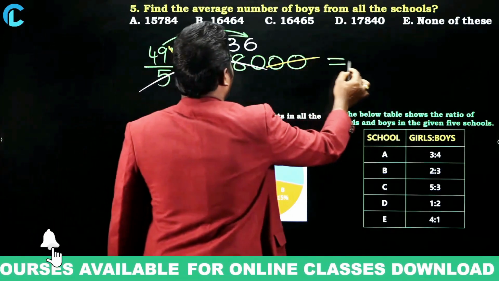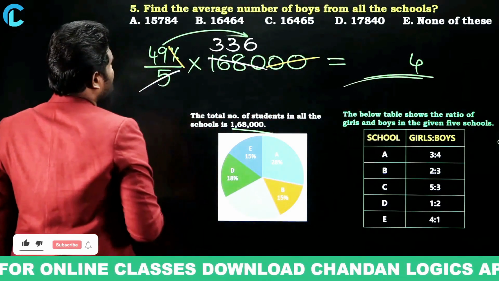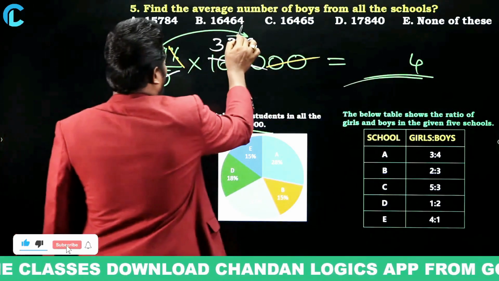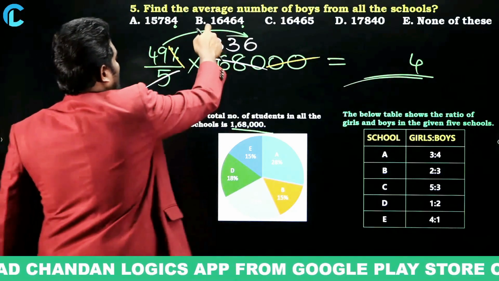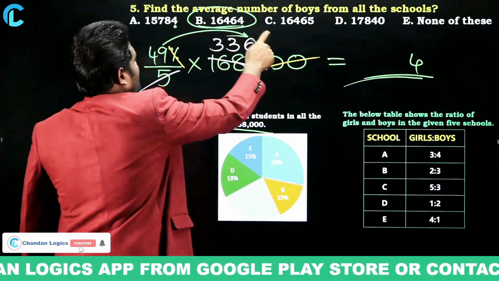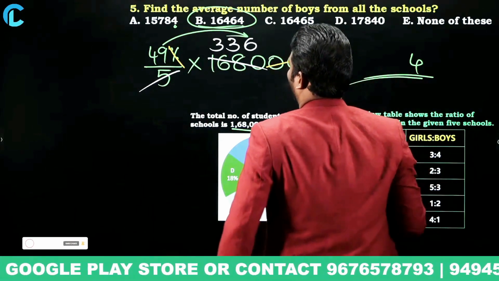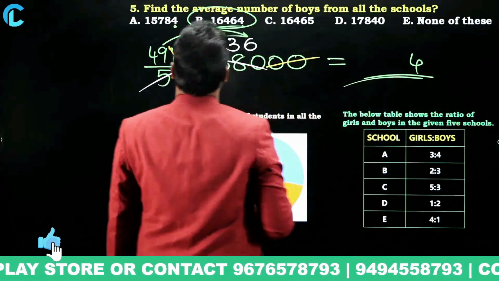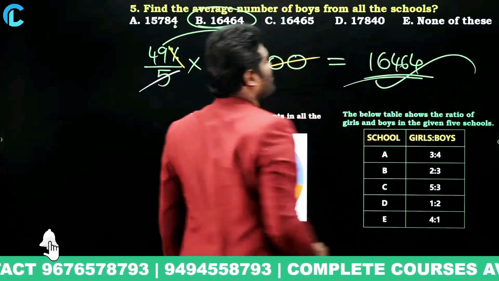9 6 times how much? 54. So 9 6 times 54 means last digit should be 4. So for last digit 4 we have 2 options. So this is one option and this is one more option. Okay, but it is very clear that our answer should be close to 16464. So answer will be 16464.